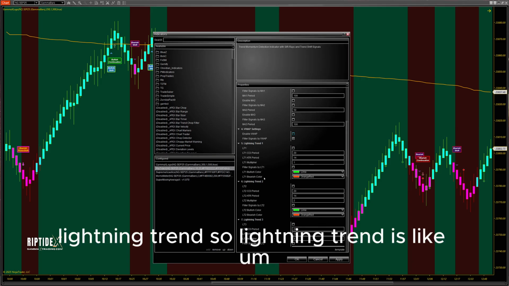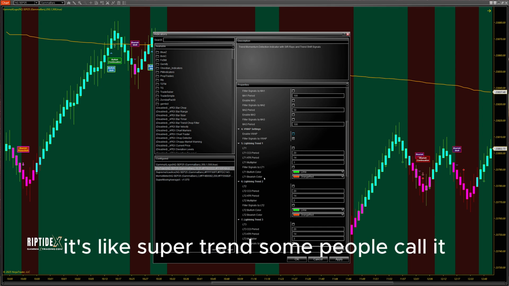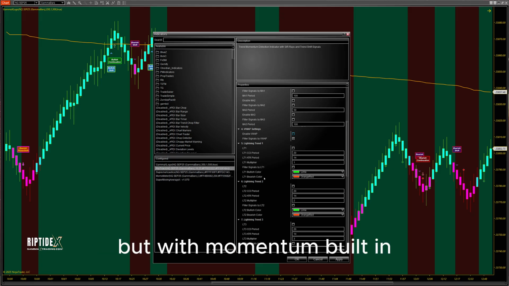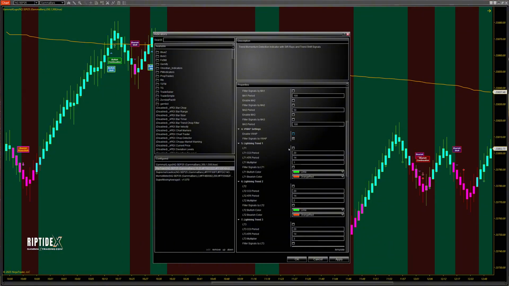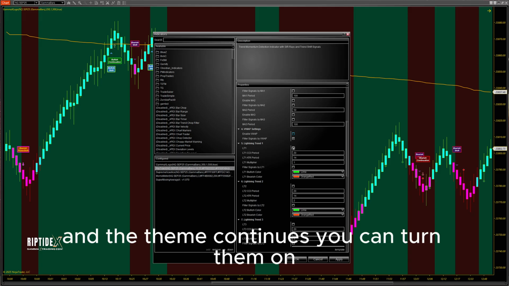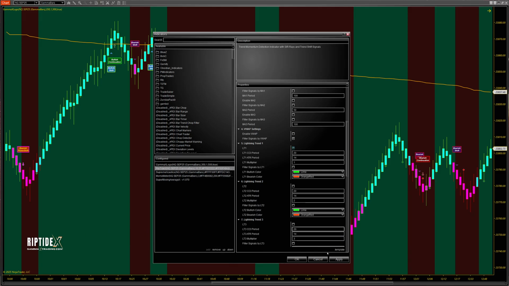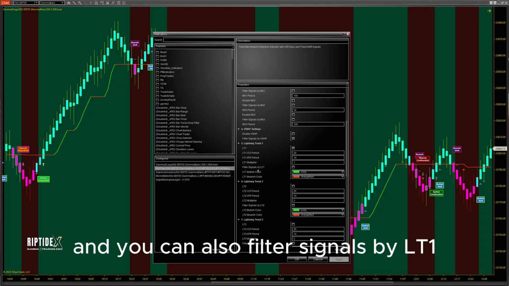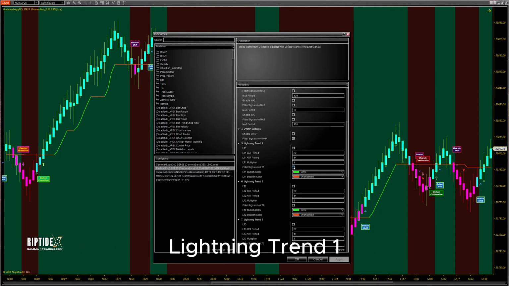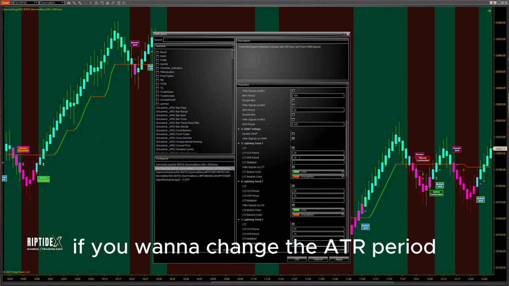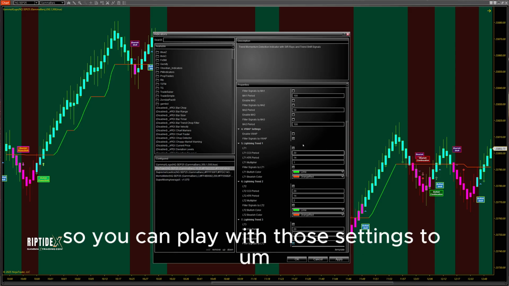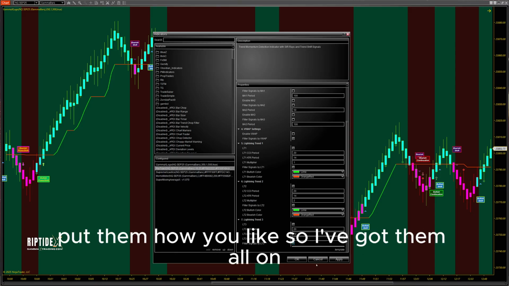Lightning trend. Lightning trend is like what some people call super trend, but with momentum built in. So it's super trend plus momentum. I call it lightning trend. And the theme continues. You can turn them on, and you can also filter signals by LT1, lightning trend 1. And you have all your settings here. If you want to change the momentum period, the ATR period, or the multiplier, you can play with those settings to put them how you like.